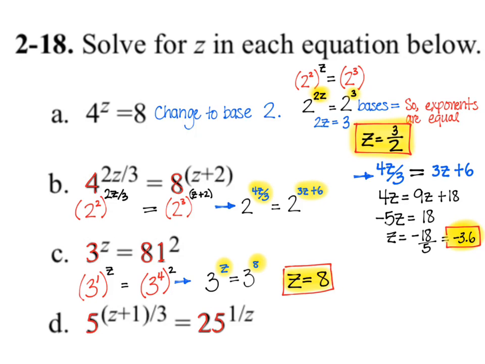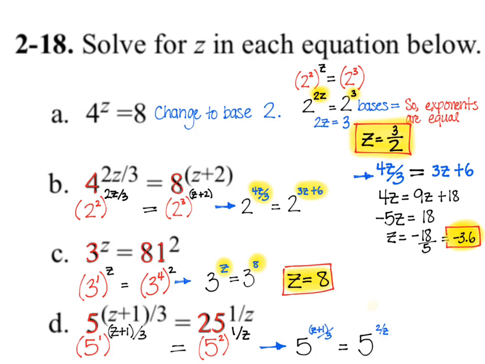In part D, we've got a base 5 and a base 25. I'm going to change those both to base 5, and then I'm going to simplify those exponents. And since they're both now base 5, I know that those exponents are equal, so we solve.